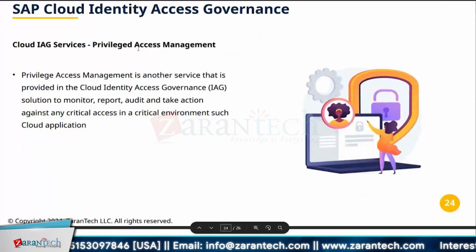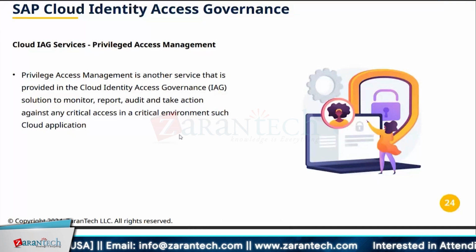Then coming finally to your PAM or your firefighter ID service. This is available as a firefighter ID. As we all know, if any elevated access is required, this is an ID which we can request access to. We can log in with this into the respective cloud application and do that activity, like how we used to use it in our normal ECC or S4HANA on-premise systems as well.